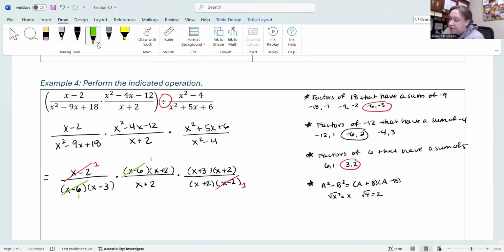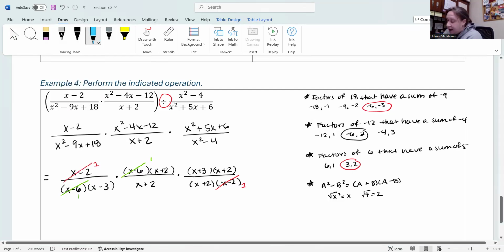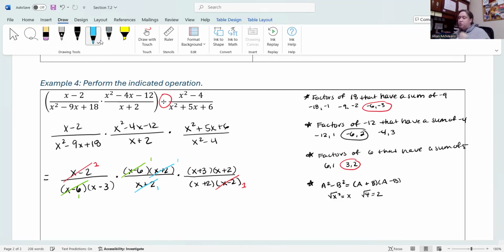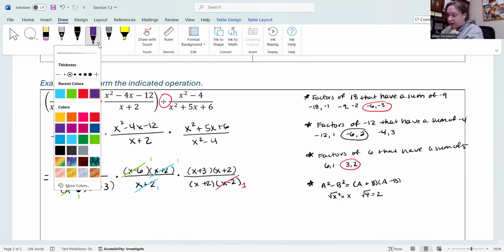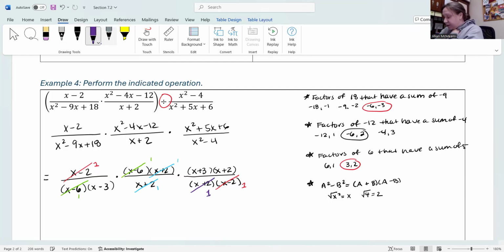I have an x plus 2. So my second numerator and my second denominator have an x plus 2. x plus 2 divided by itself is 1. Let's see what else. I think I've got one more. So my third numerator and denominator both have an x plus 2. So x plus 2 divided by itself is just 1.